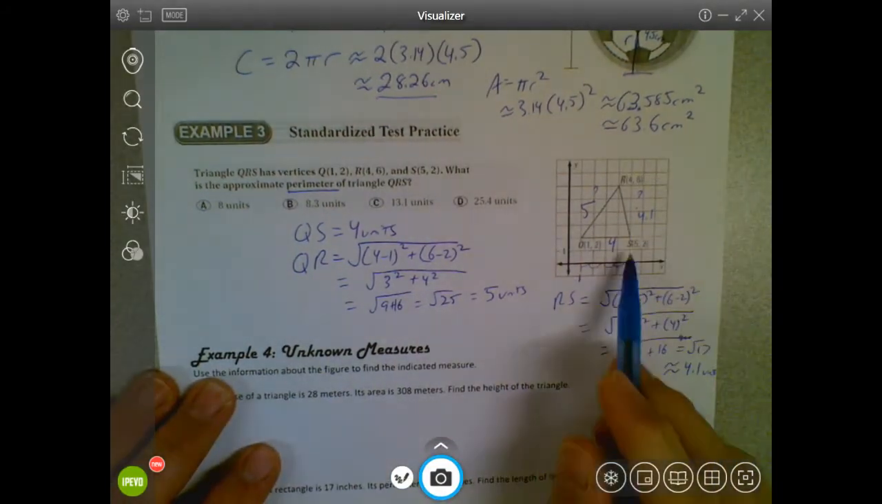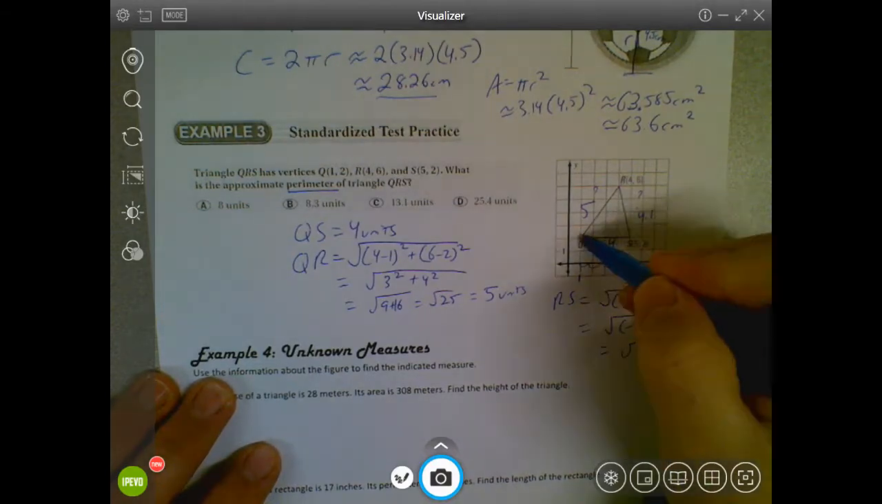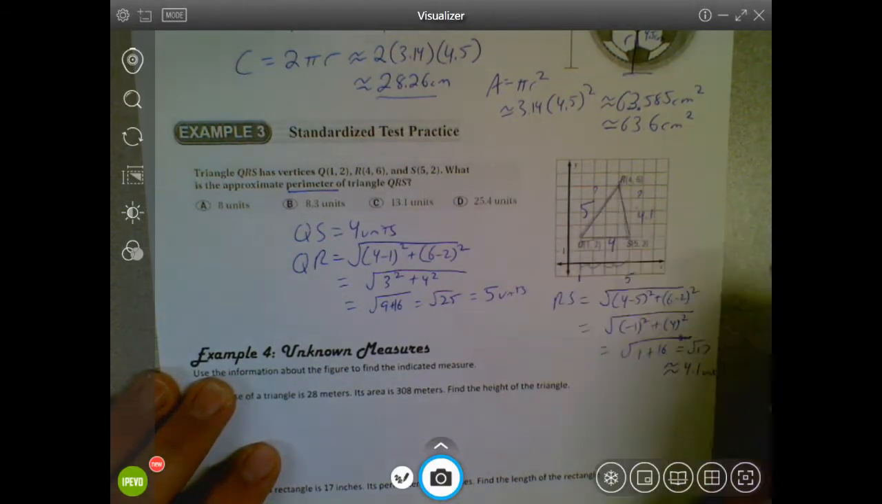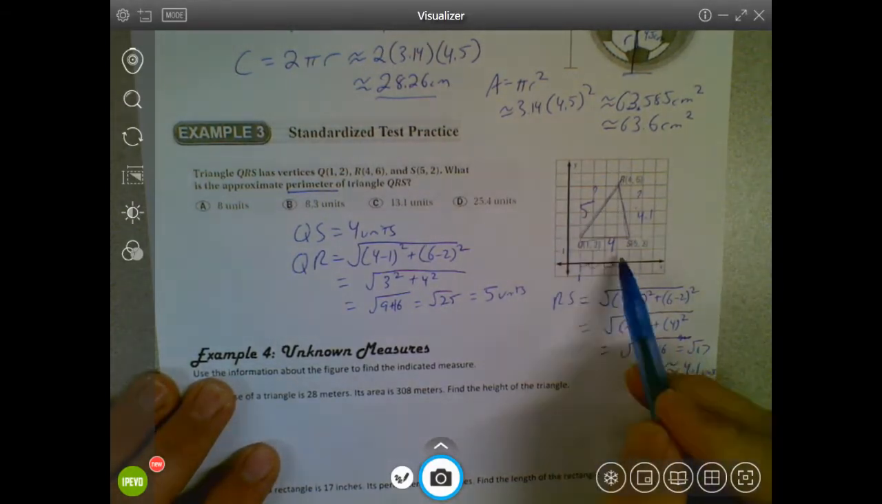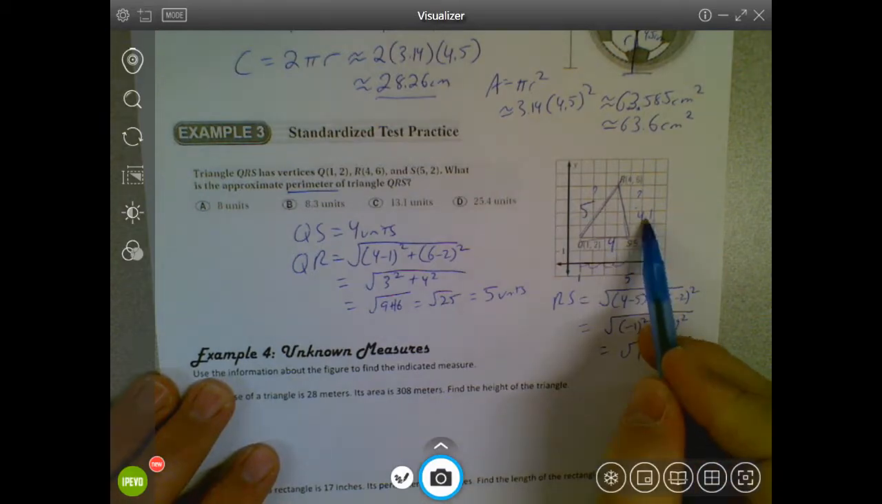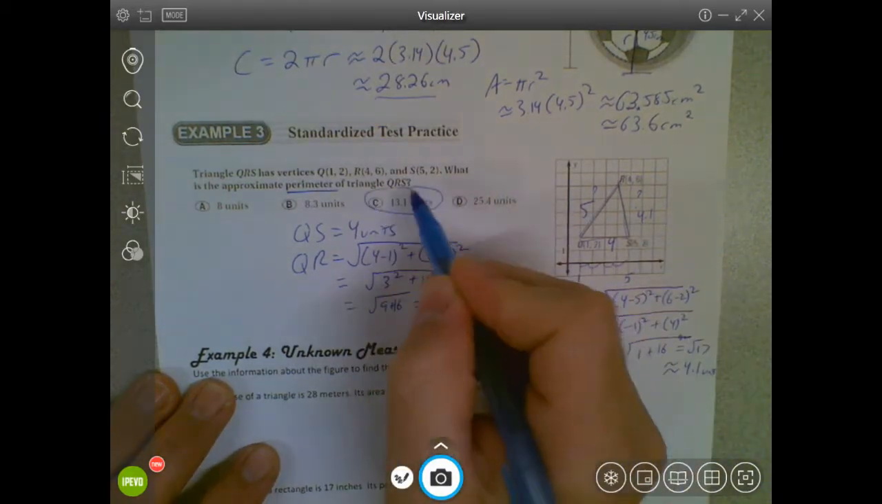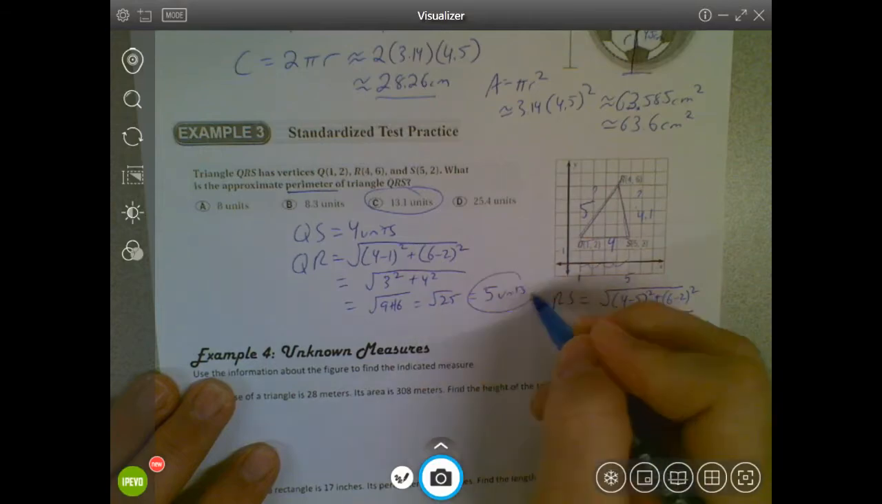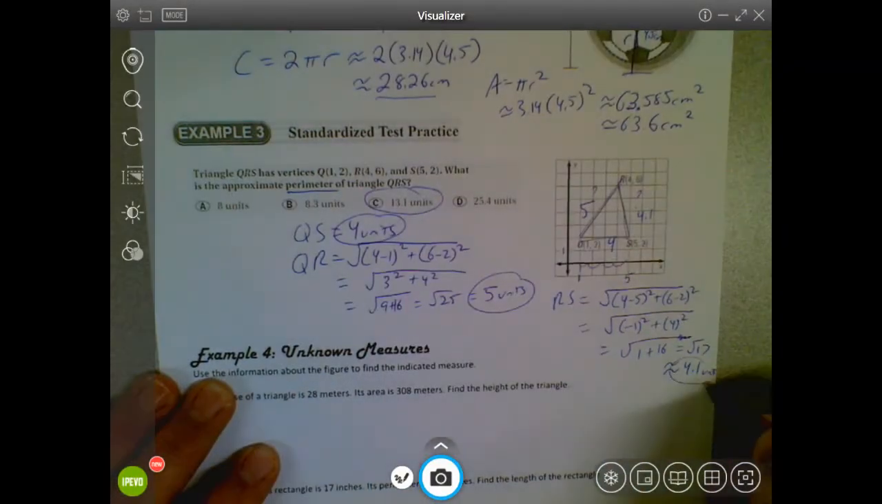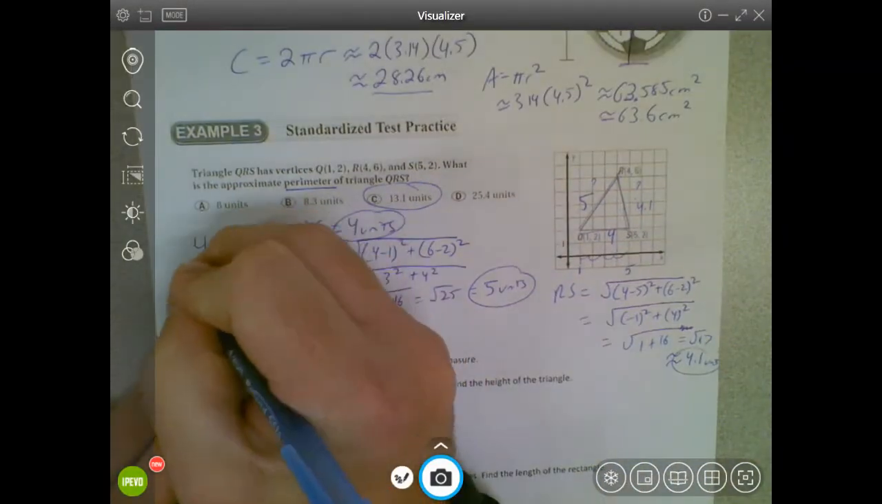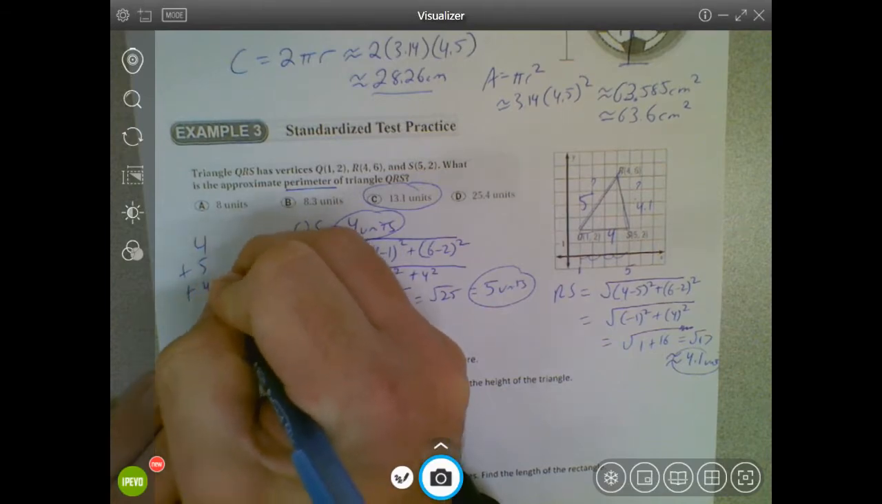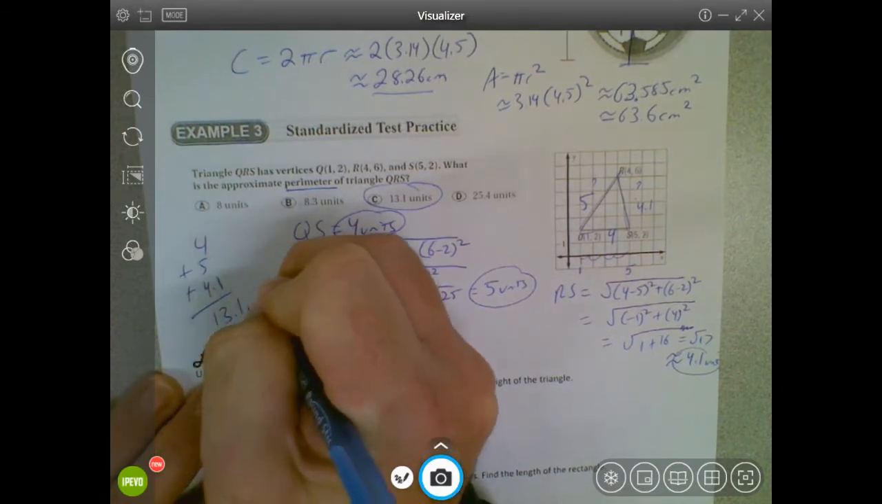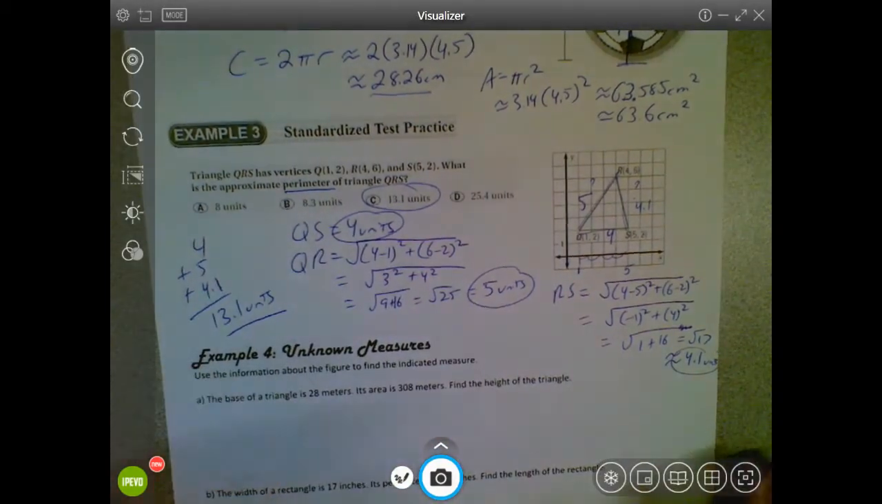4.1, 4, and 5. The perimeter then is going to be the length of all three together. 5 plus 4 is 9, plus 4.1 is 13.1. Looks like the answer is C. 5 plus 4 plus 4.1. And that gives us the 13.1. And there's your perimeter for that triangle.